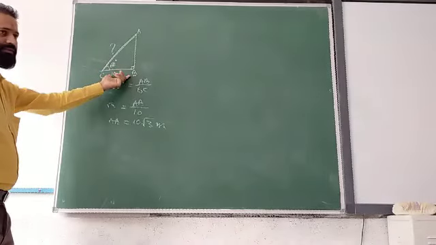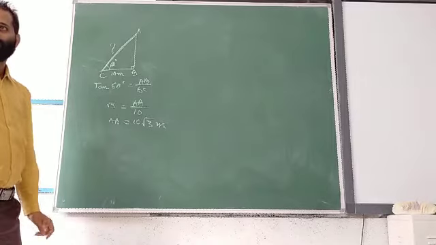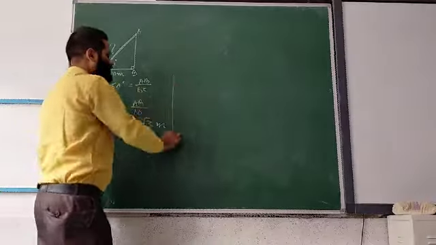This is what? Base. This is? What is the relation between base and hypotenuse? So you can apply this way. To find AC, you can apply cos 60 degree equals to, what is the formula? Base. So BC by AC. Now cos 60 is what? 1 by 2. Yes or no? Now BC is how much? 10. And AC? Cross multiply. AC is equal to? That's all.